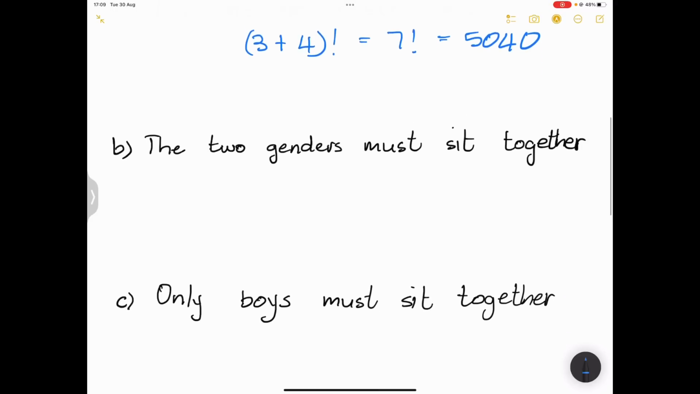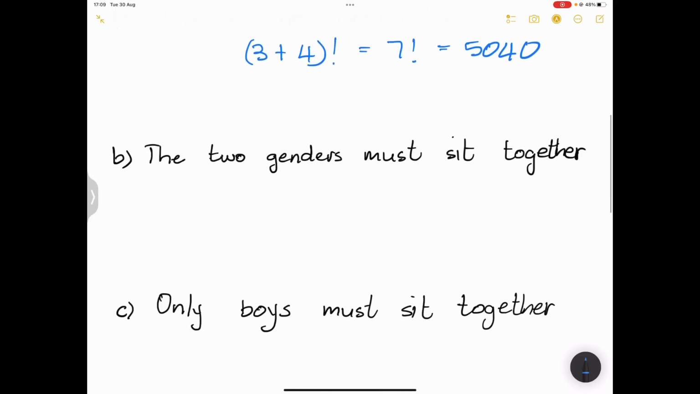All right. So now they say if the 2 genders must sit together. All right. So we've already looked at this, right? And we said if they have to be seated together. Now remember, we can either start with the girls or we can start with the boys, or the girls.